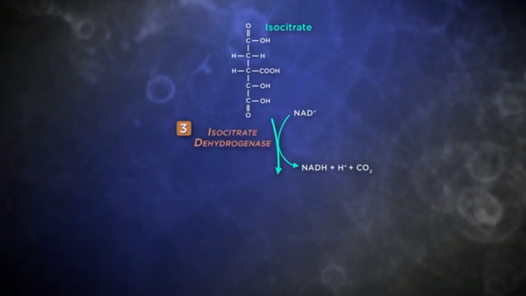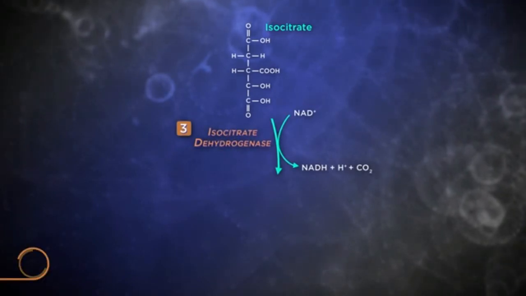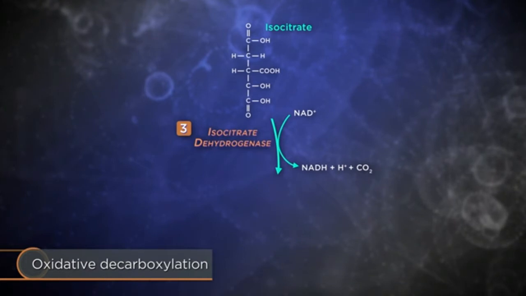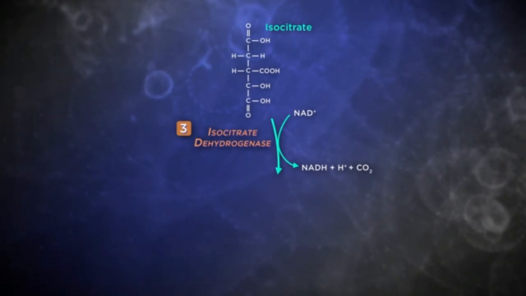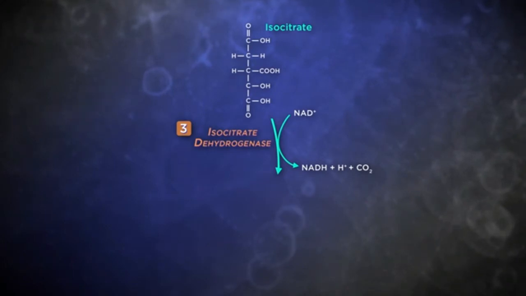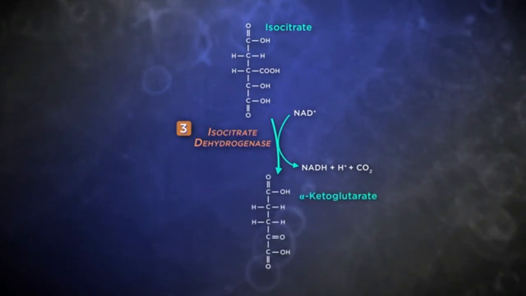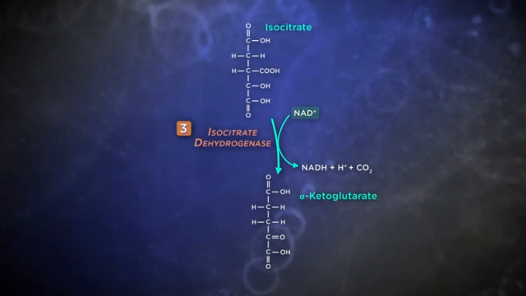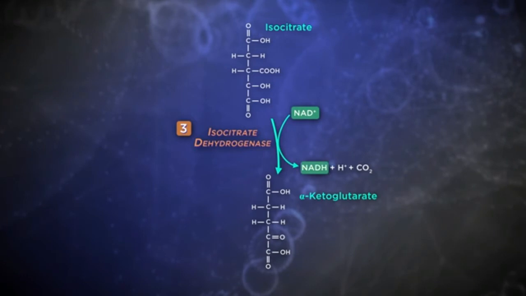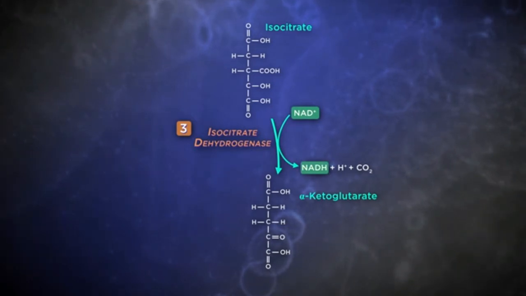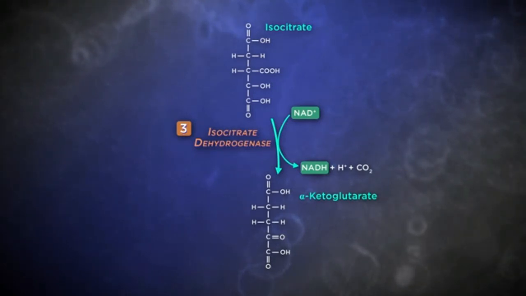Next, in step 3, the isocitrate loses a carbon dioxide and a pair of electrons. That's called oxidative decarboxylation. The loss of a carbon as carbon dioxide converts the 6-carbon isocitrate into a 5-carbon molecule, alpha-ketoglutarate. Meanwhile, the electrons from isocitrate get transferred to NAD+, making NADH. Remember, oxidation of isocitrate, loss of electrons, causes NAD+ to become reduced to NADH.